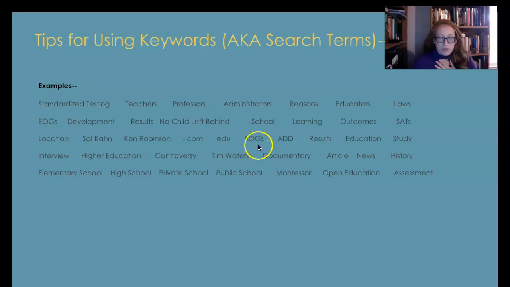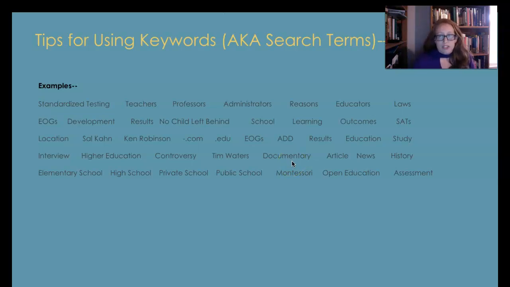You can search EOGs. You can search for certain people that come up. Three names that come up a lot are like Sal Khan and Ken Robinson. When you're talking about standardized testing, they're really big voices, so you might be able to search for those. You can search for certain types of sources that you're looking for, like I want a documentary, so I'll search standardized testing documentary, or article, or news, or study.